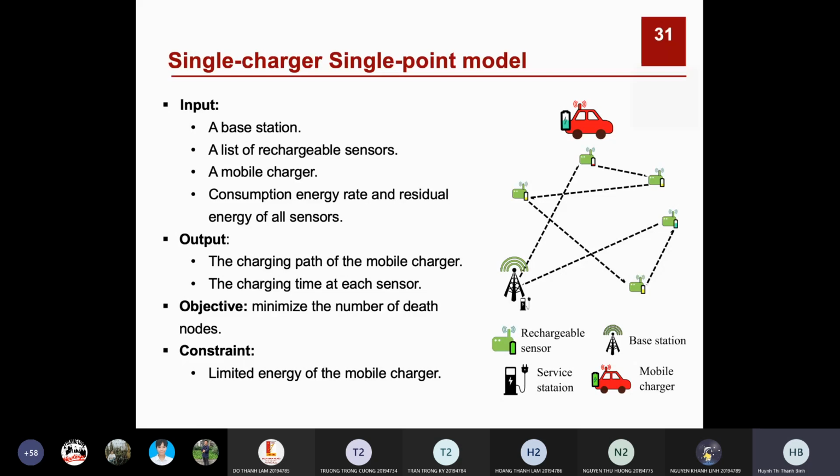And the input is a base station, a list of rechargeable sensors, the mobile charger, the energy consumption rate, and the residual energy of each sensor. And the output of the problem is the charging path of the mobile charger and the charging time at each sensor. The objective of this problem is to minimize the number of dead nodes. Here is the single charger, single point model.